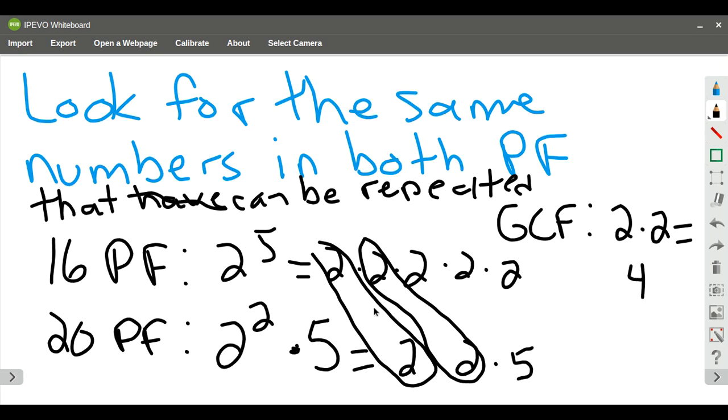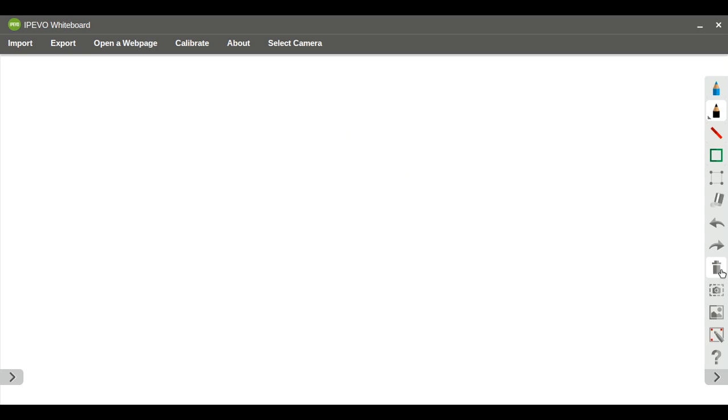So when I'm looking for the GCF, I have to look for the same numbers in both prime factorizations. And if I have more than one of the same value, so here I had more than one 2, I take the most that occurs. So I'm looking for the most numbers that occur that are the same in both prime factorizations. Okay, so let's go ahead and give this another try.